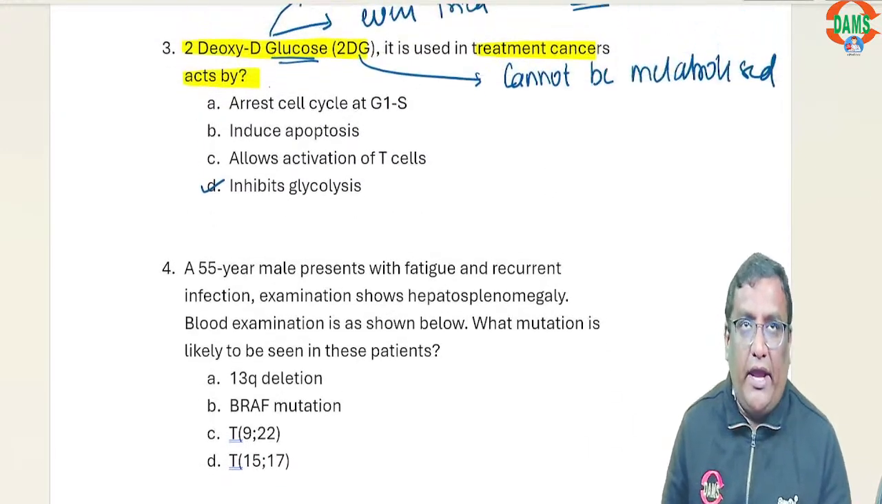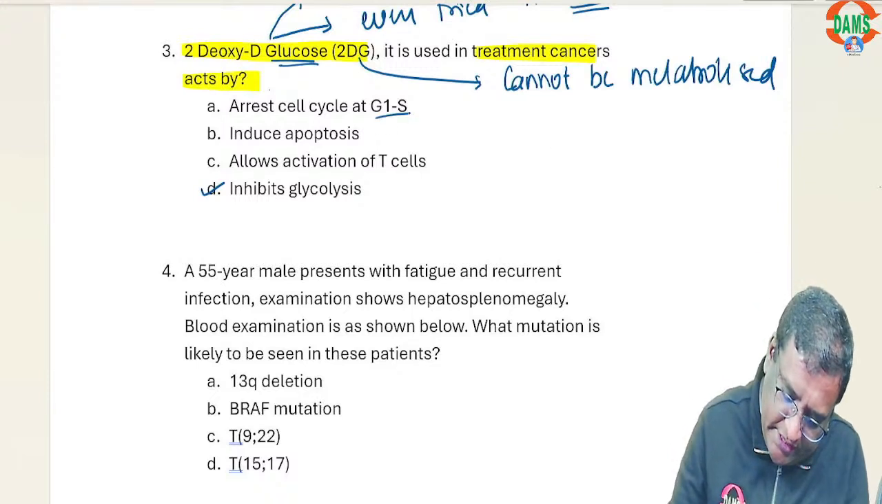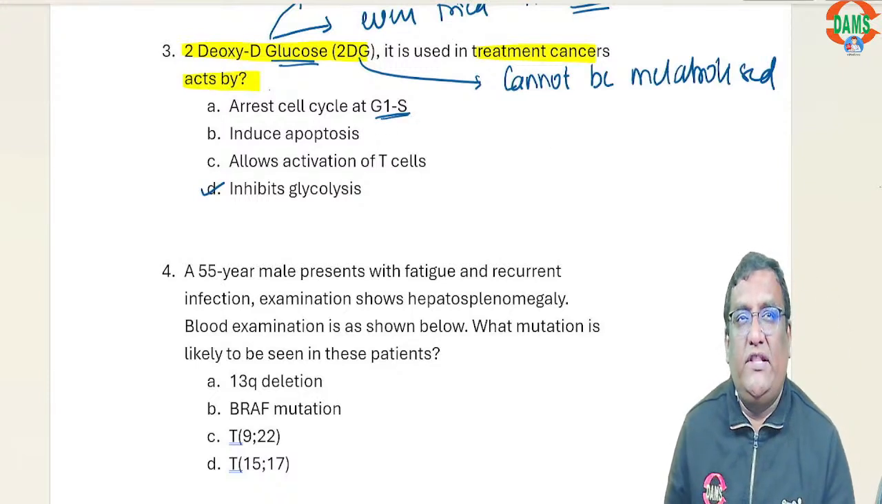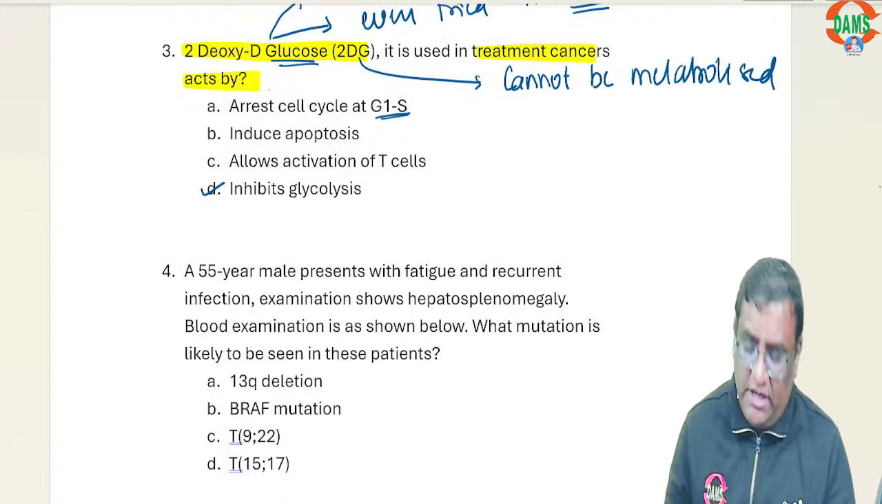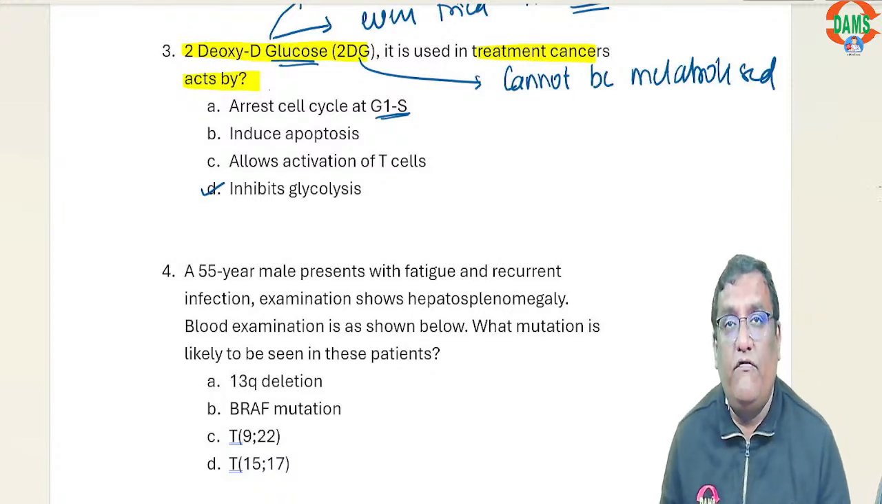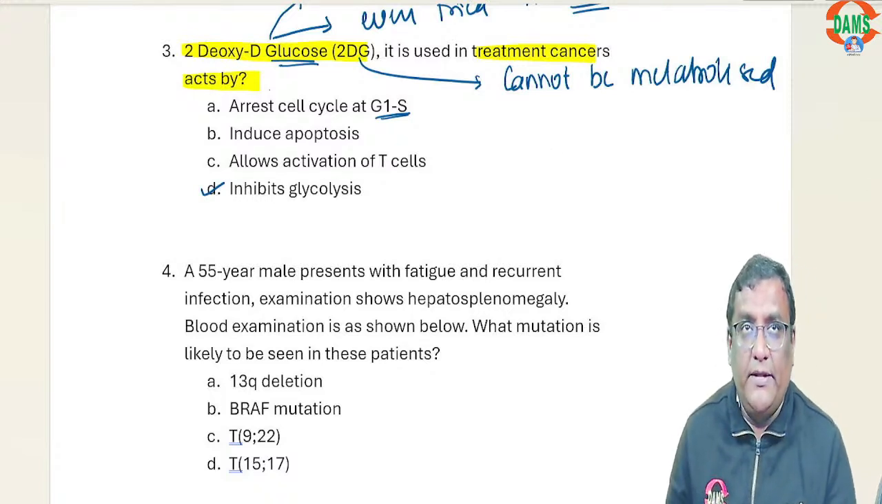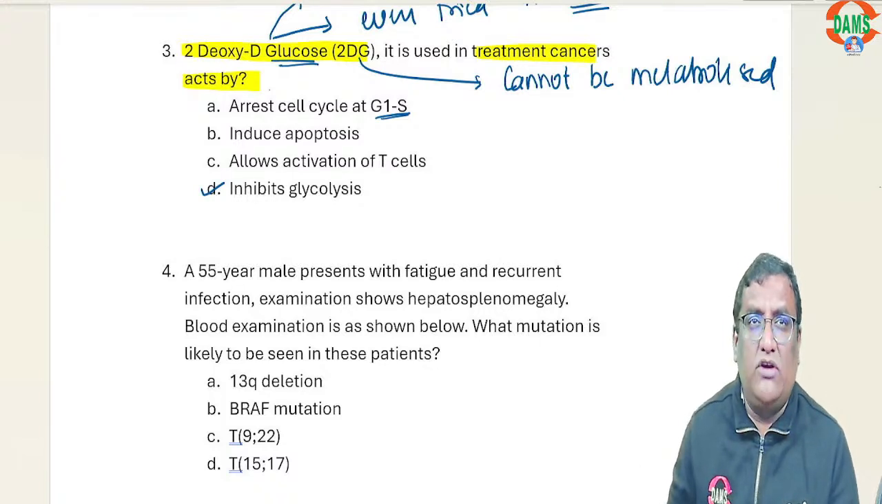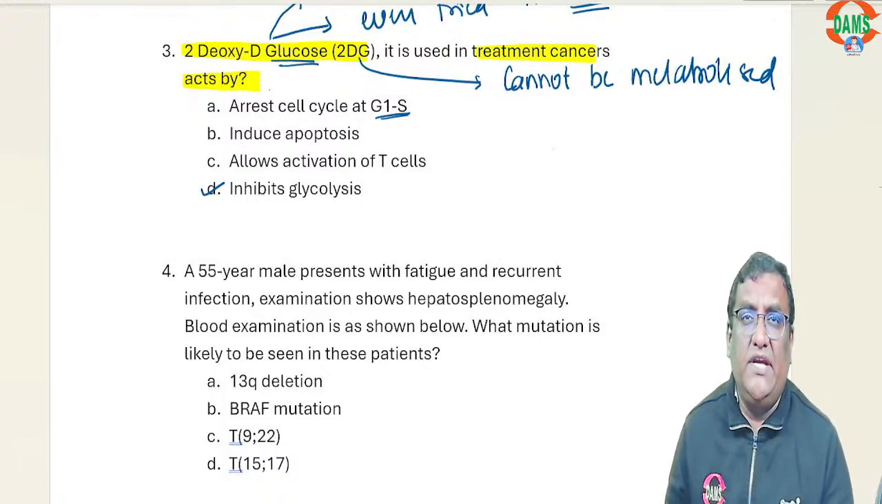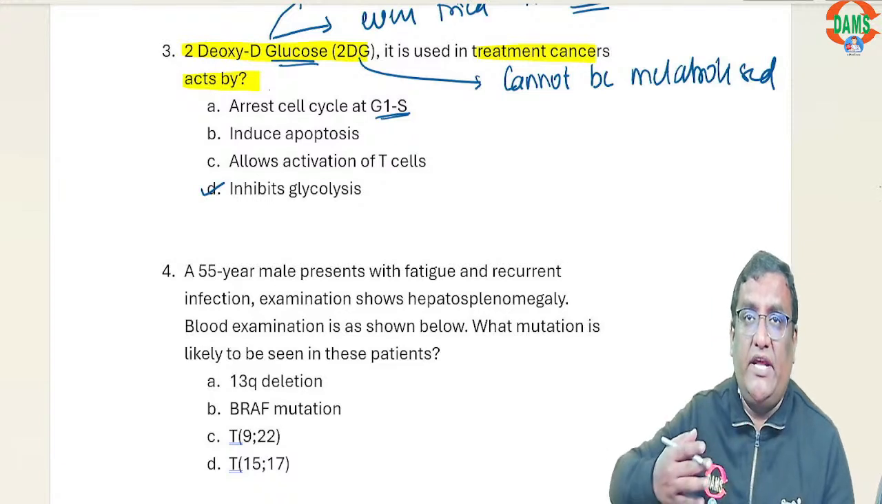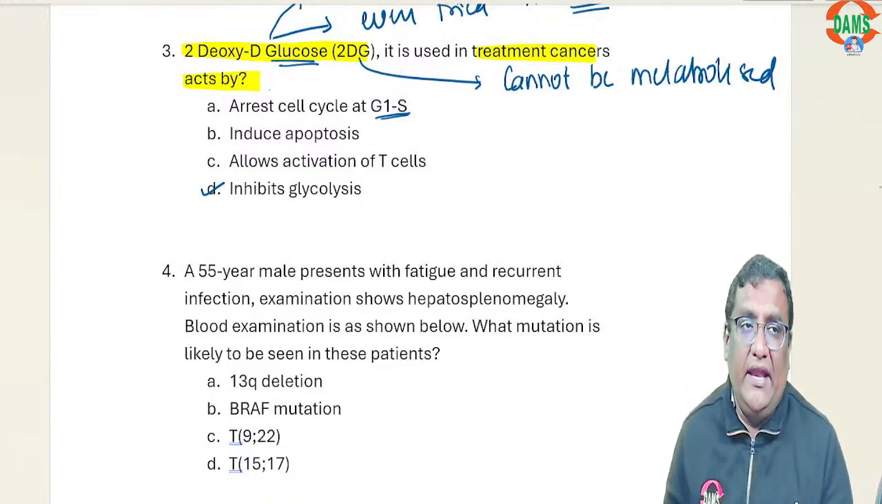Next, arrest of a cell cycle in G1S. So when will this happen? Arrest of cell cycle in G1S. Your RB should remain hypophosphorylated. Then only they will be there, right? Induce apoptosis, many things. Allows activation of T cells, the CTLA4, ipilimumab, etc., which are antibodies to CTLA4.